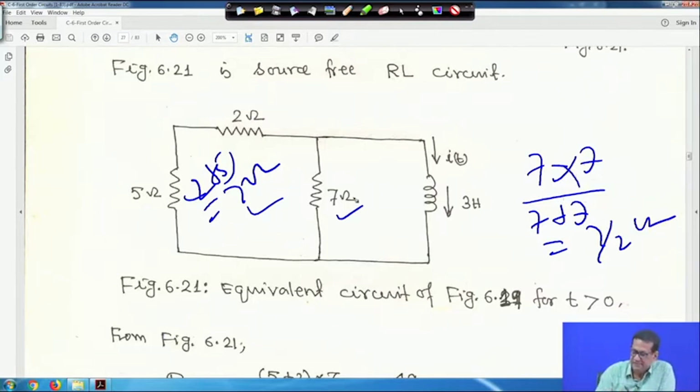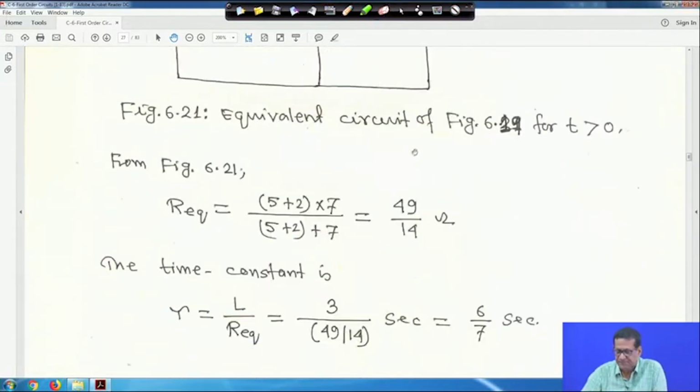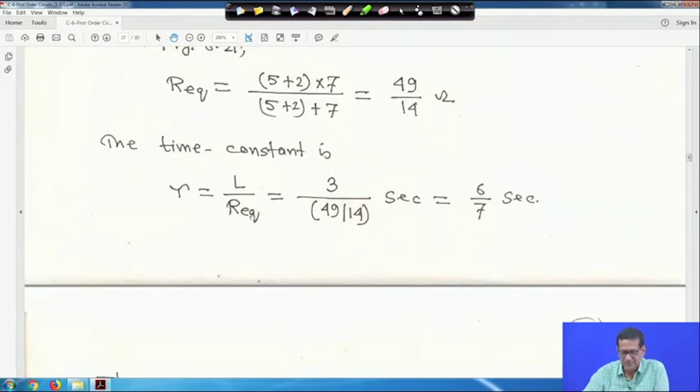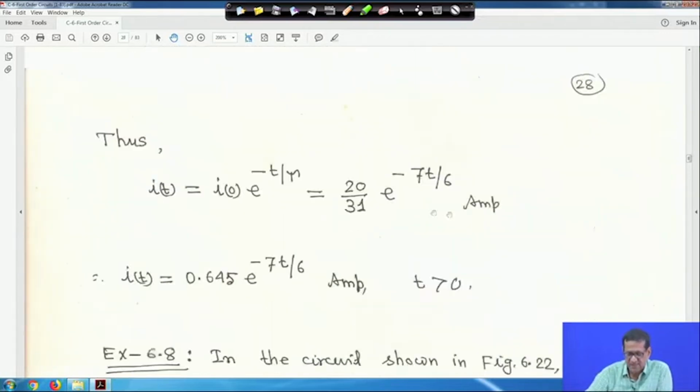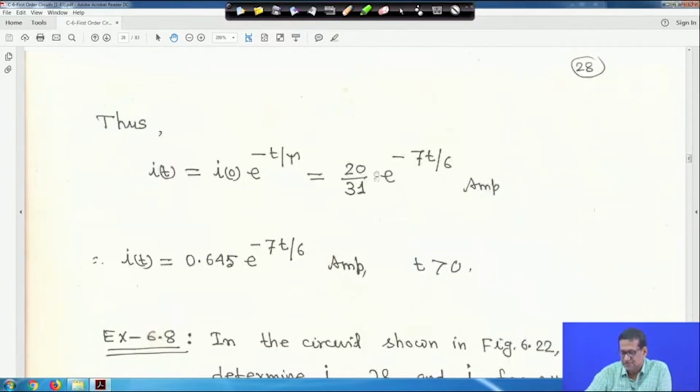So, this equivalent is 7 by 2 ohm, then tau will be L upon R, where L is 3 henry. In this case R eq is 7 by 2 ohm. So, the time constant is L upon R eq, that is 3 upon 7 by 2, so 6 by 7 second. Thus IT is equal to I0 e to the power minus t by tau, this we know. That is 20 upon 31, and tau you got as 6 by 7 second. Substituting, you will get 20 upon 31 e to the power minus 7t upon 6 ampere.